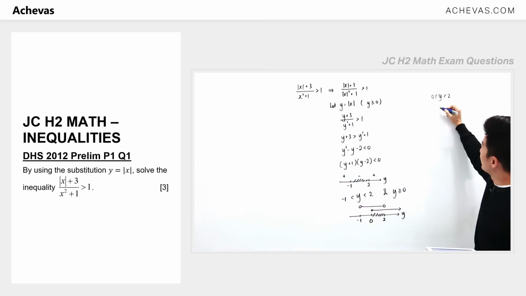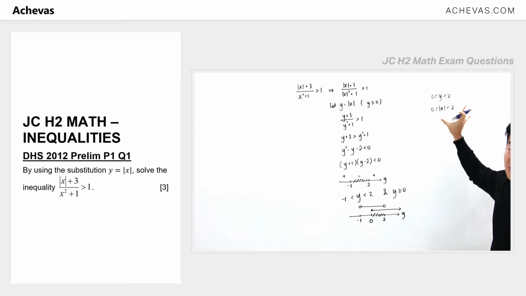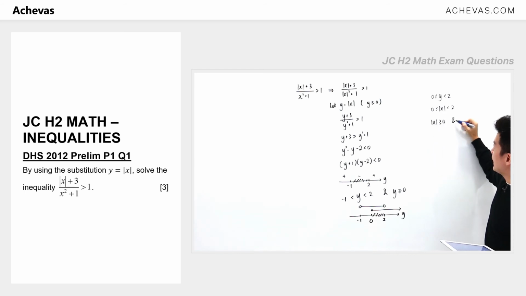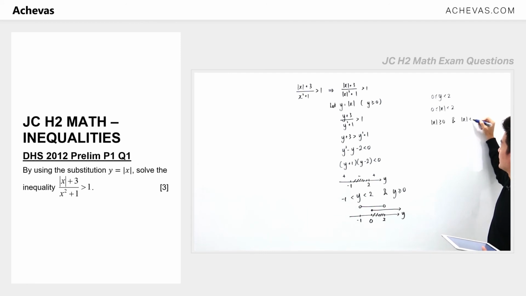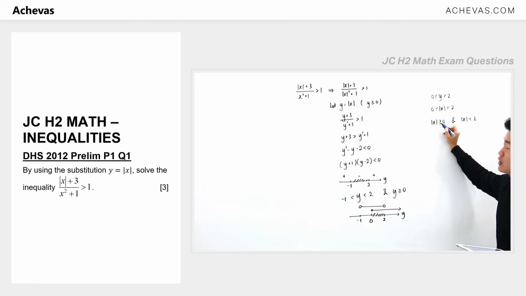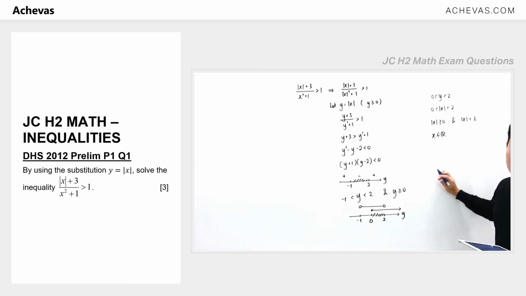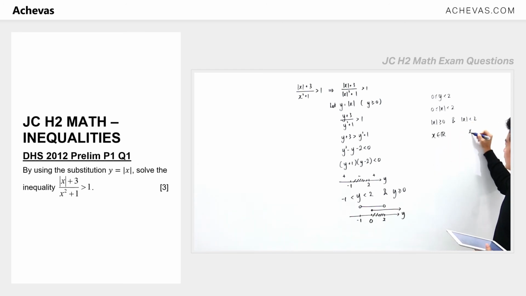y is modulus of x. So modulus of x is going to be bigger or equal to 0 and less than 2, which if I want to write down the detailed solution, I can actually break this up into two portions. This is supposed to be bigger or equal to 0 and this is supposed to be less than 2. For modulus of x to be bigger or equal to 0, x is simply all real numbers. But for this, x is going to be between minus 2 and 2.